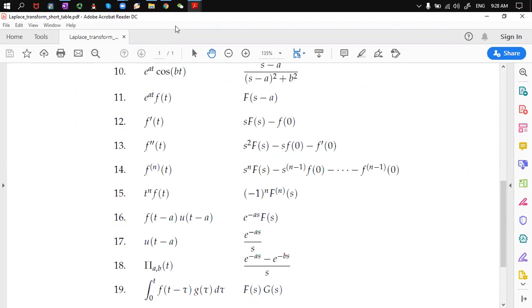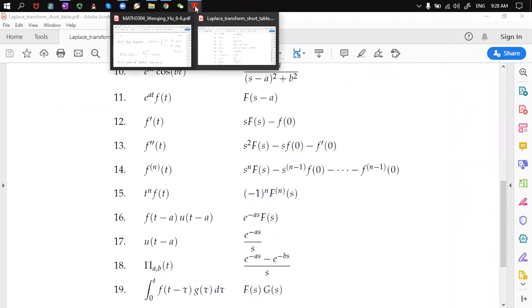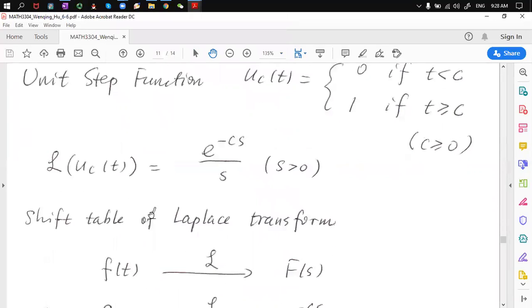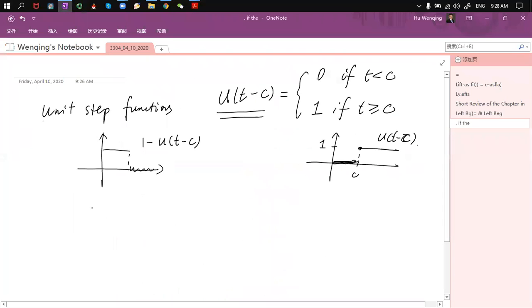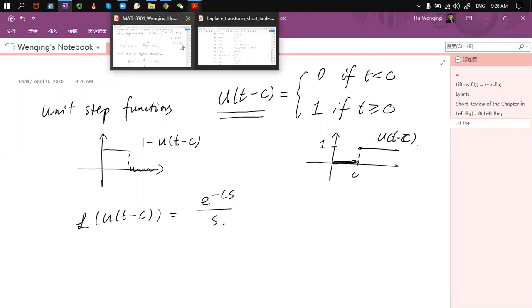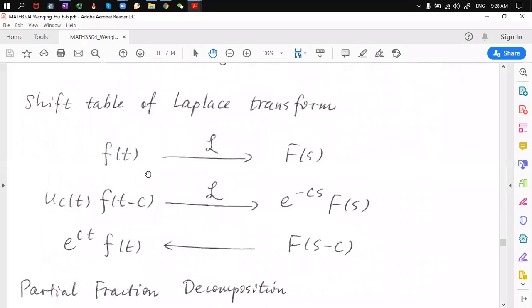So this is the Laplace transform for the unit step function. The Laplace transform of u(t minus c) is equal to e to the power minus cs divided by s, right? So that's the Laplace transform of the unit step functions. Once you have that, the very important thing is the so-called shift table of the Laplace transform.